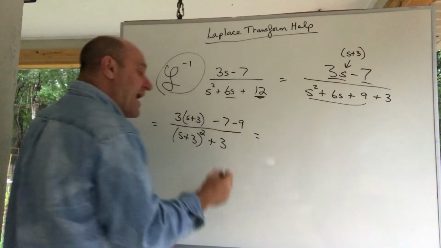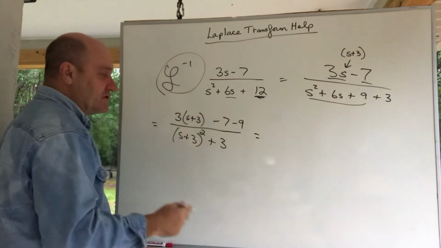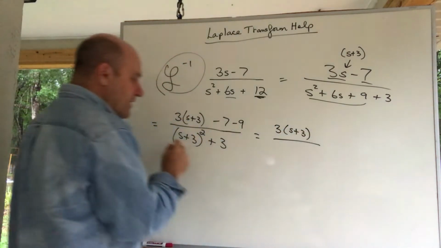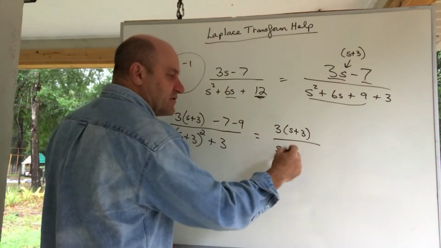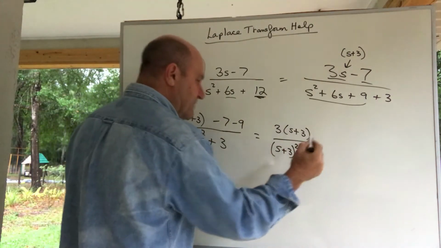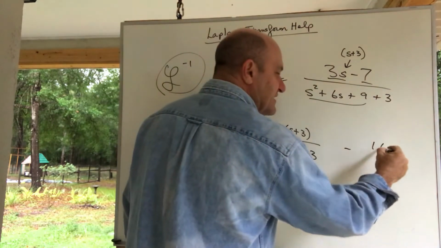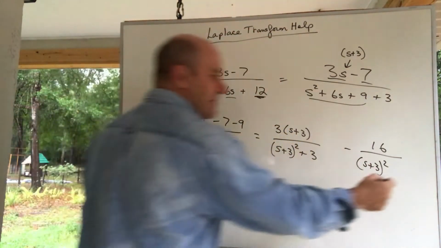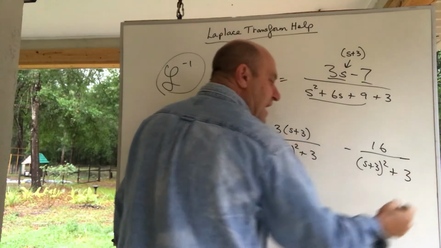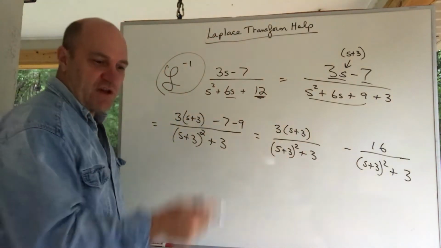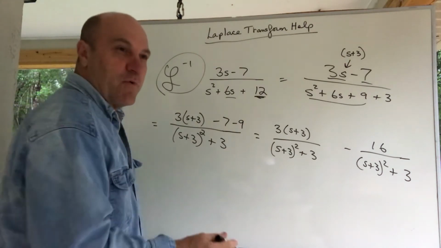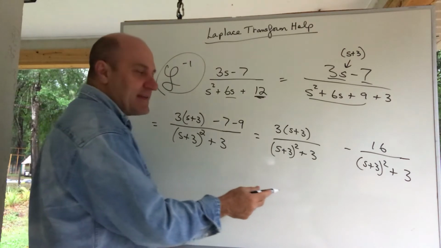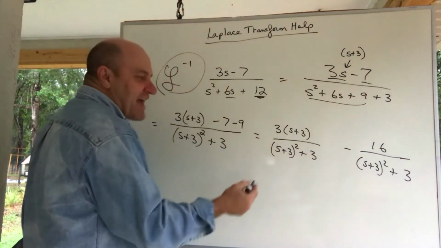So now I have two separate Laplace inverses here. I have the 3 times s plus 3 over this denominator, s plus 3 squared plus 3. And then I have a negative 16 over s plus 3 squared plus 3. And then I can look these up. These are in the table. I'm sorry, I don't have my table with me. I think it's 18, 19. But I actually know what they are.